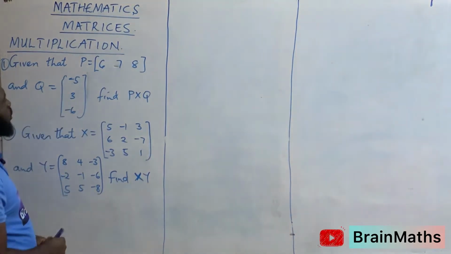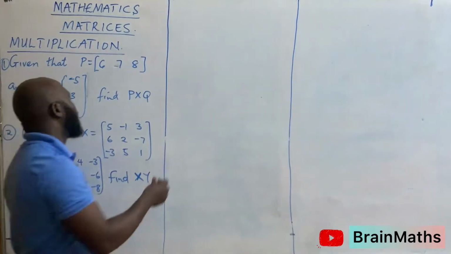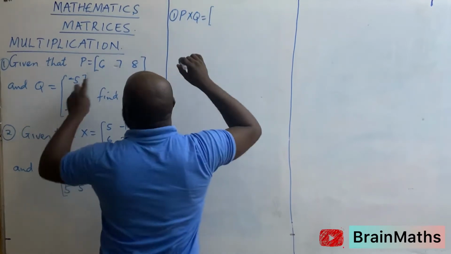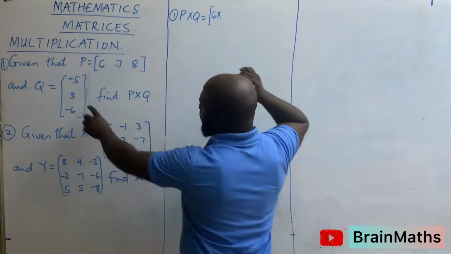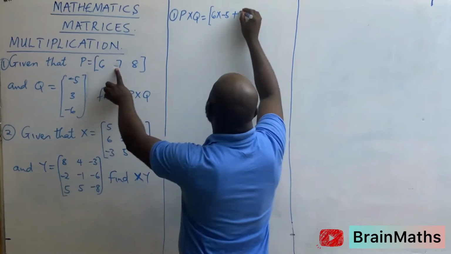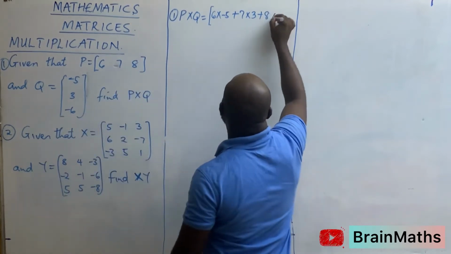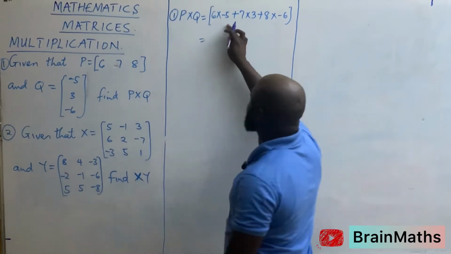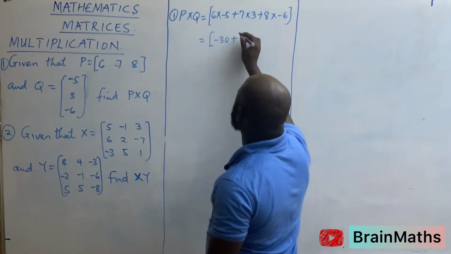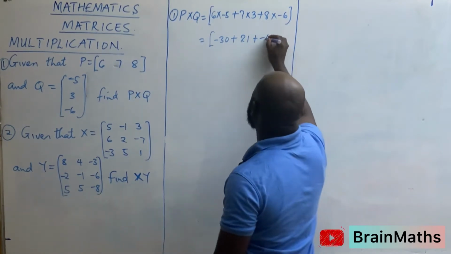So for you to multiply these two out, all you have to do is just to pair each of the elements together. And P times Q, in that case, is going to give us 6 times minus 5 plus 7 times 3 plus 8 times minus 6. And this in turn will give us 6 times minus 5, minus 30, plus 7 times 3, 21, plus 8 times minus 6, minus 48.